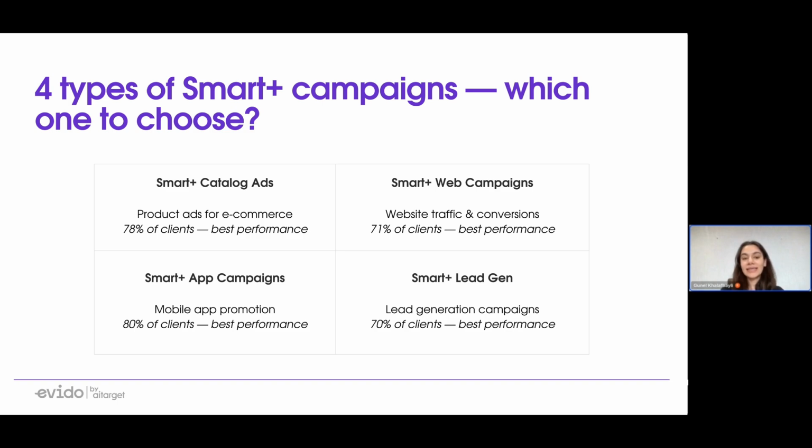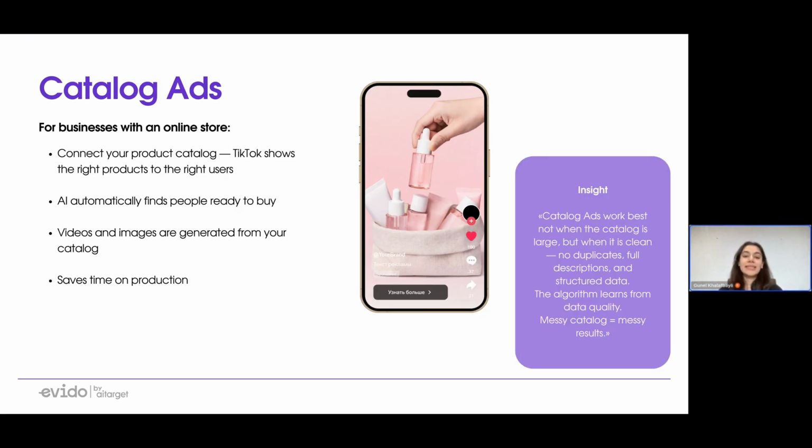Now, let's discuss each of these campaigns in more detail. Catalog ads. This is intended for those who have an online store. Once you connect your complete product catalog, TikTok will automatically find the most relevant users to display your ads and products to. Artificial intelligence automatically determines who is ready to buy right now and who should see your ad again. Furthermore, the video imagery is automatically generated directly from your product catalog, which saves you a significant amount of time and effort on producing new creatives.